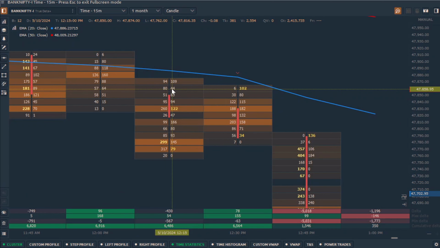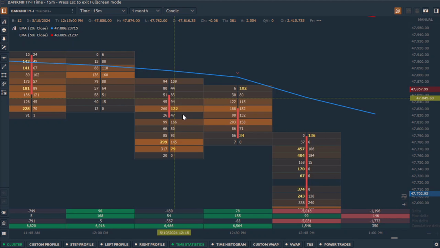Now the step size is up to you. Generally people enter their own calculation on the step size. As I said, for Bank Nifty in this particular chart we have kept the step size to be of 10 points, right?